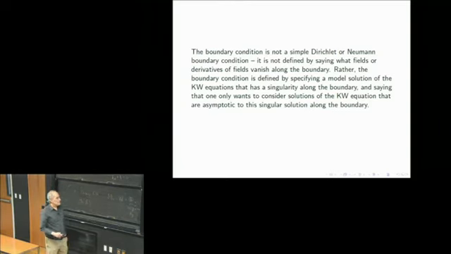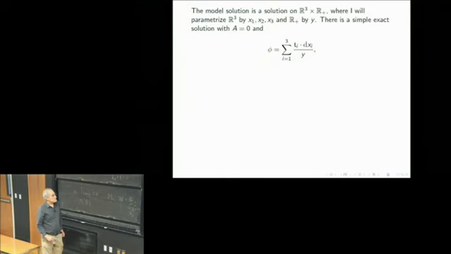This is going to be the strategy for defining the boundary condition. We'll say what we want a solution to do along the boundary, and there will be a singularity along the boundary. We will declare we like that singularity, and we want to study only solutions that have that same singularity on the boundary. The model solution is a solution on R3 times R plus, where I parameterize R3 by x1, x2, and x3, and R plus by y.